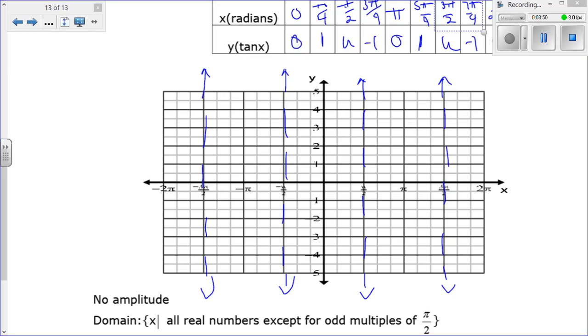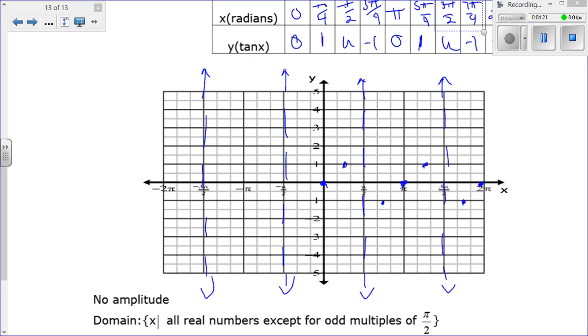I have the point 0, 0. Pi over 4 is going to be halfway between here. So that's where my 1 is. Pi over 2 is undefined. And then halfway in between pi over 2 and pi, I have a negative 1. At pi, I have 0. And halfway between, I have a positive 1. At 3 pi over 2 it's undefined. Then my next point is negative 1. And then 2 pi is 0.